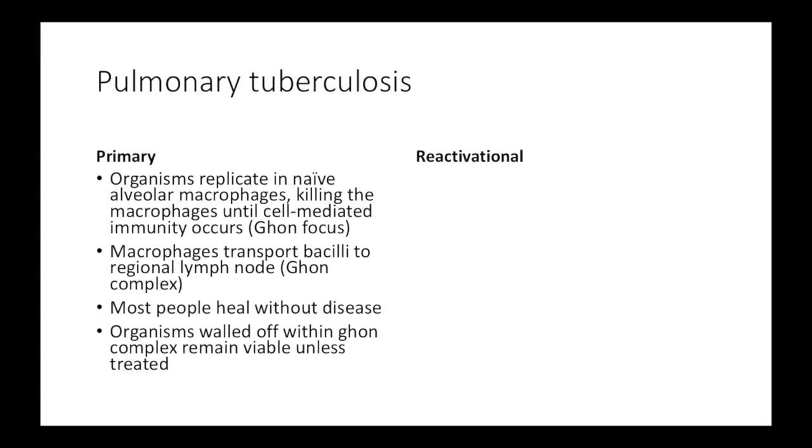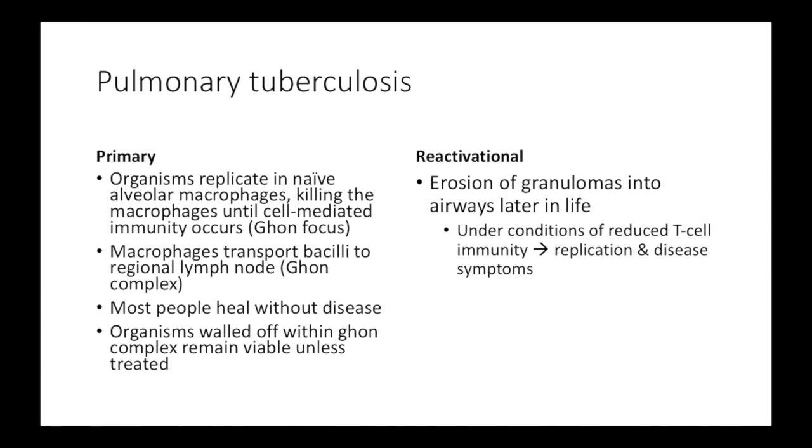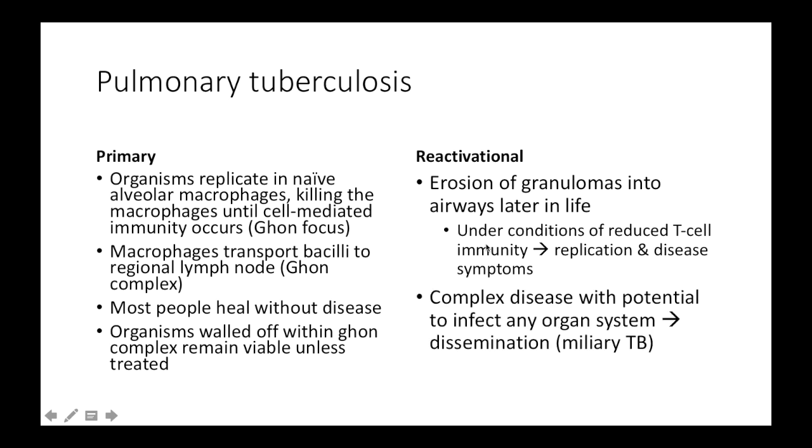treated with medications. So then we have reactivation tuberculosis, which occurs when granulomas can be eroded into the airways later in life. This usually occurs under conditions of reduced T-cell immunity, and that'll lead to the replication and disease symptoms progressing. And again, if the disease process becomes complicated, it has the potential to infect other organ systems and can disseminate, and that is known as miliary TB.